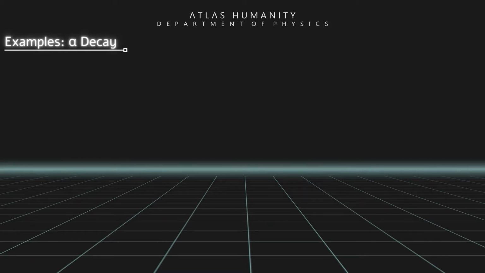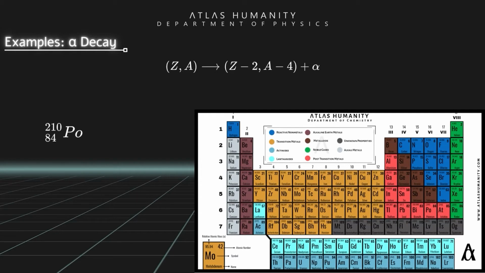Let's now see some examples. Alpha decay. Let's take polonium-210. Polonium-210 is the 84th element of the periodic table. You can find it bottom right.